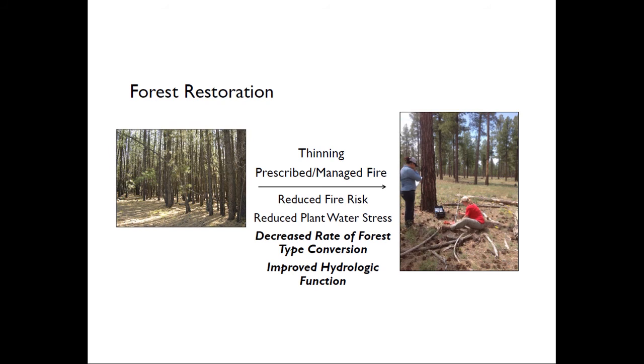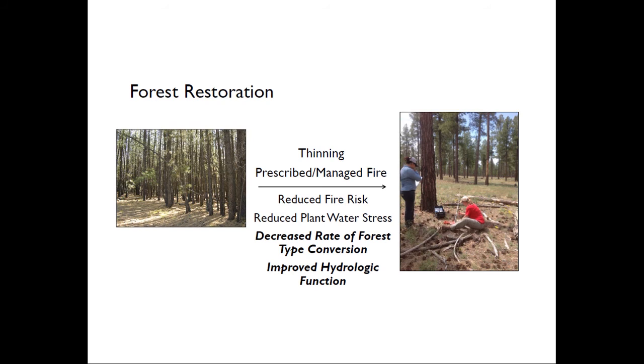But some of the other goals are reducing plant water stress. So this is not a natural condition for ponderosa pine. They want to be in this more sparse condition where there aren't as many trees using the limited water resources, and all the trees are generally happier. It's also thought that this could decrease the rate of forest type conversion. So that issue of ecosystem types marching up the mountain, a lot of times that's brought on by a wildfire. A wildfire burns through and then the ecosystem changes. So by reducing the risk of wildfire, we'll change that.